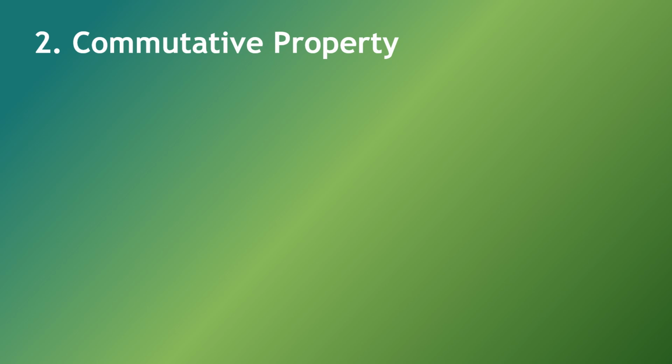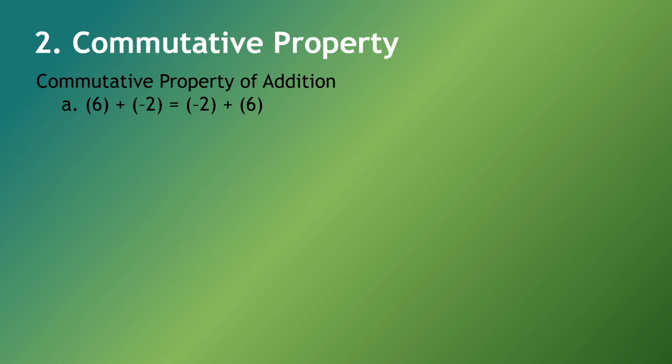Second, commutative property. Again, it is divided into two. Let's talk about first the commutative property of addition. Example, 6 plus negative 2 is equal to negative 2 plus 6. Kung mapapansin nyo, ang 6 ay positive at ang 2 ay negative. Tapos, sa kanang side or sa right side ng equal sign, pinagpalit ang posisyon ng negative 2 at 6.